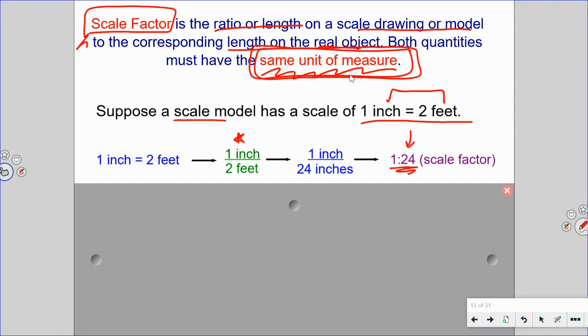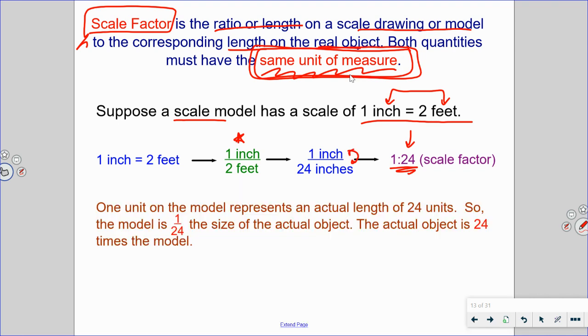Scale can have different units. Scale factor must be the same. In this case, you can say that the actual length is 24 times the model, or vice versa. You can say the model is 24 times smaller, 1/24th the size of the actual.